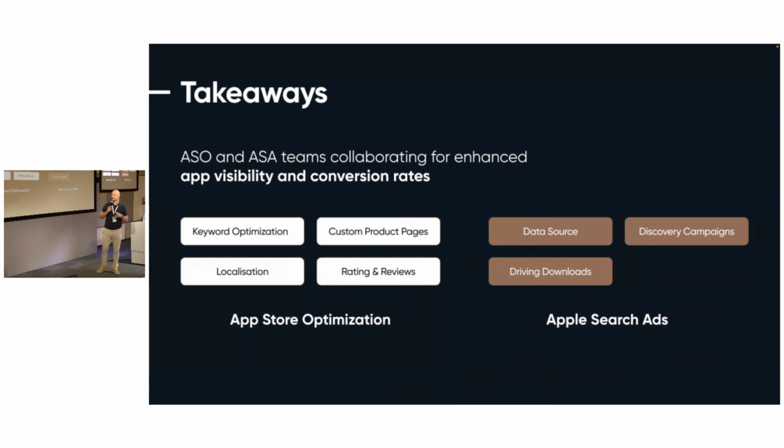I will share the main takeaway a bit later, but before that, you can see once again how App Store optimization and Apple Search Ads affect each other through keyword optimization, custom product pages, localization, ratings, and reviews. Also, Apple Search Ads is a data source, discovery campaigns provide data, and it also drives downloads.